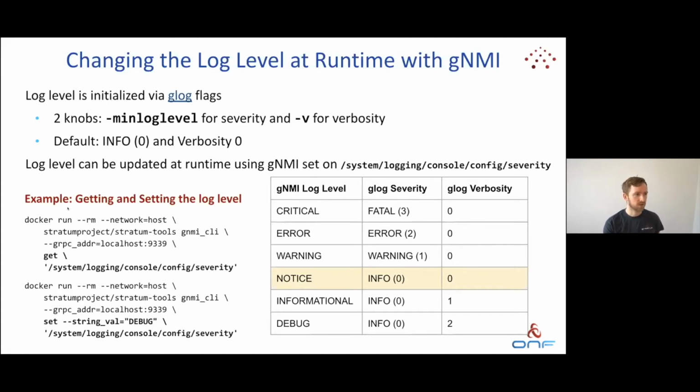Now, if you actually want to get and set the log level at runtime, we have this Stratum tools container with a GNMI CLI tool. You can use that toolbox to get the log level by providing a GNMI get request to the system logging console config severity path. And then if you want to set a new value, you can use the same tool to write debug or warning or error, whatever log level you'd like, to that same path.